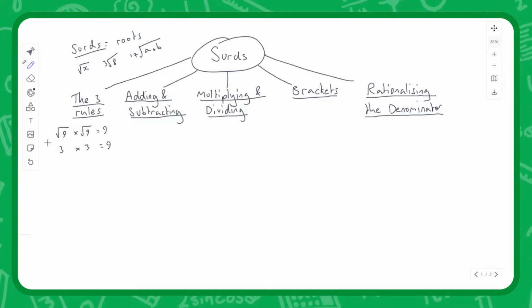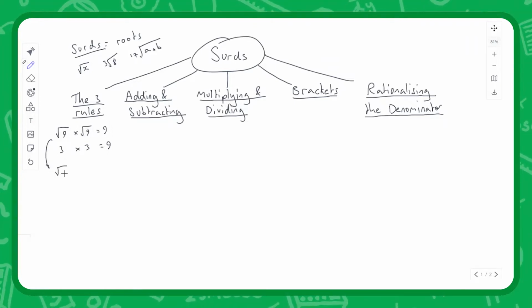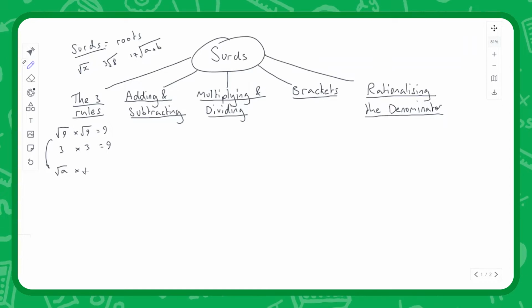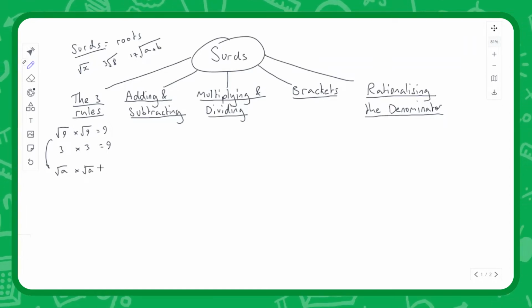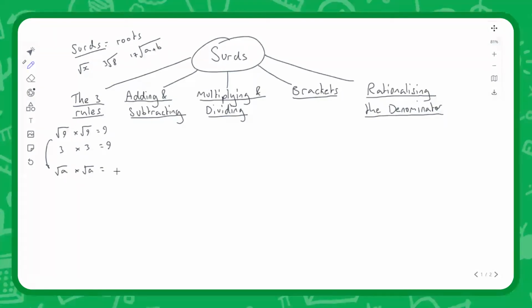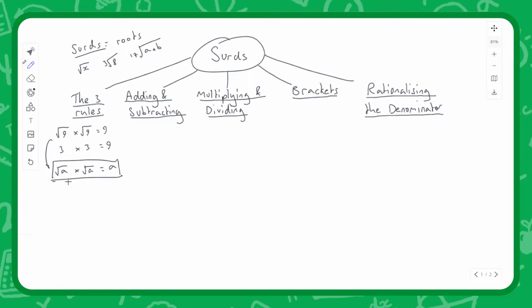And we can generalize this, right? Rather than using just 9 as an example, we can say the square root of any number times the square root of, again, that same number inside the square root has to get us back to that original number, has to give us a. And that is our first surd rule.